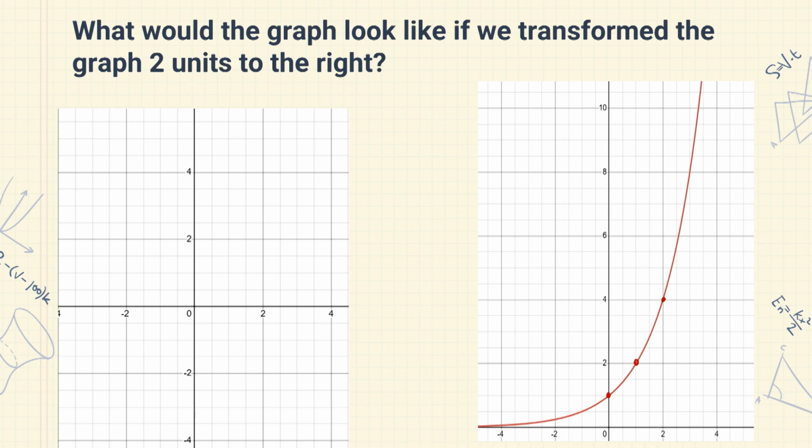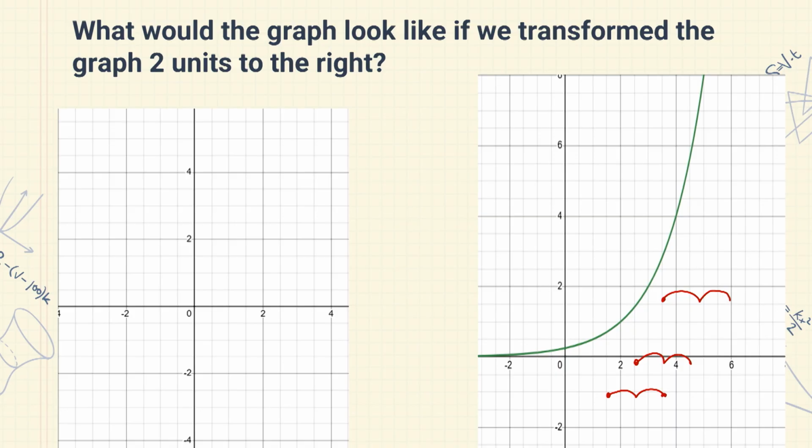So if I went 2 units to the right, let's look at this. If this red one is our parent function, there we go. I went 2 units to the right, so instead of 0, 1, now where it's 1, it's at 1, 1. So then if I had my 2, 4, now it's going to be, let's see where it's at. We're at 3, 2.